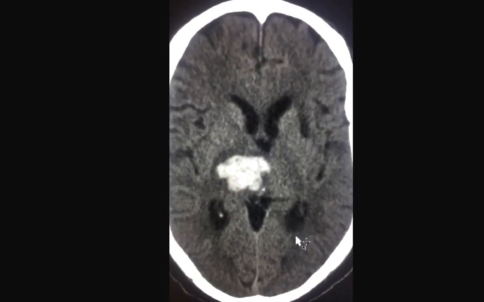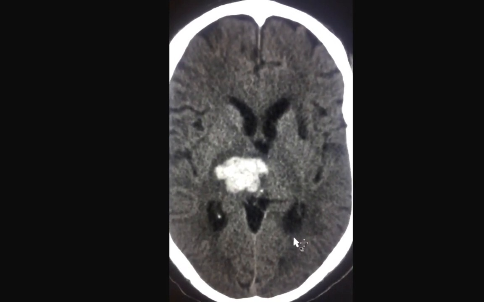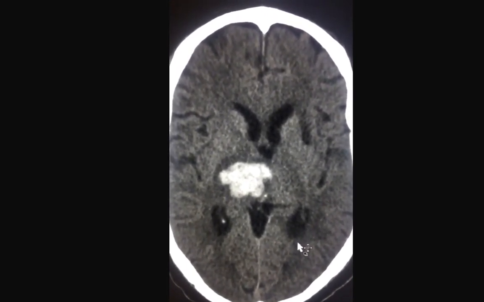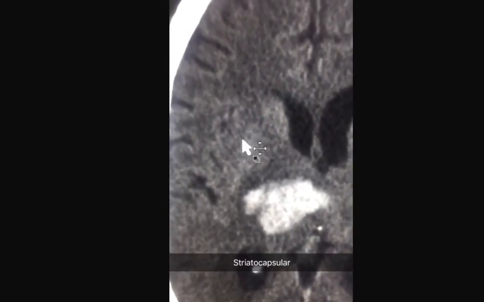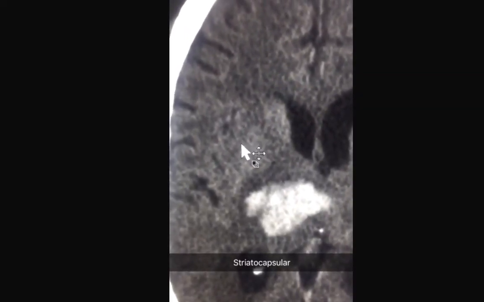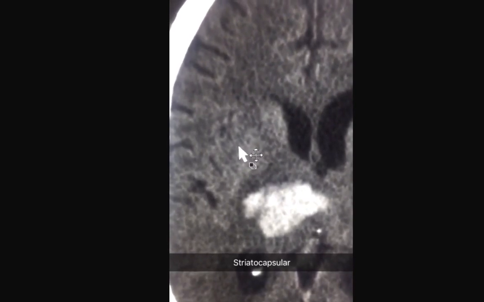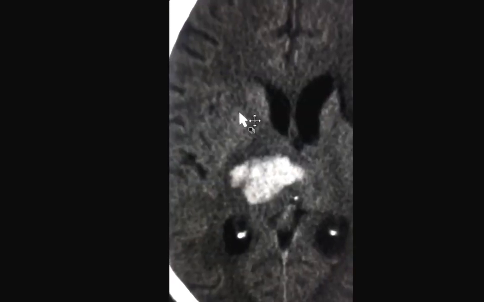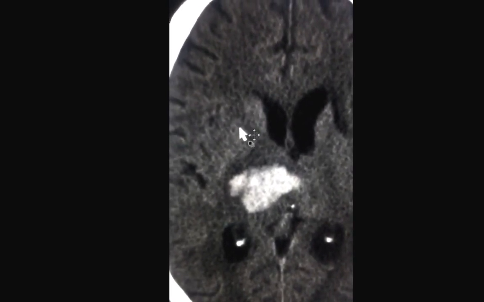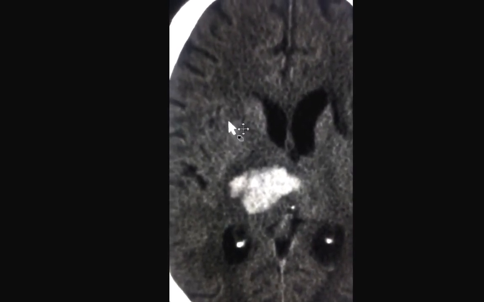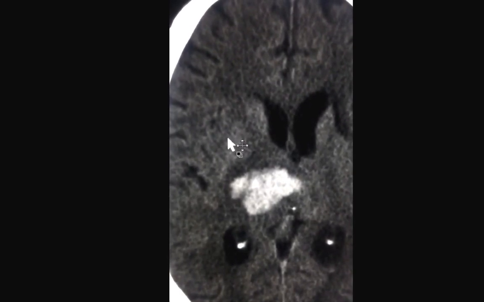The most common location for hypertensive intracranial hemorrhage is that at the junction of the putamen with the external capsule. The area of putamen and external capsule junction is called the striatocapsular region. Remember that the name comes from the corpus striatum, which is composed of the caudate and the putamen, as well as the adjacent external capsule: striatocapsular.